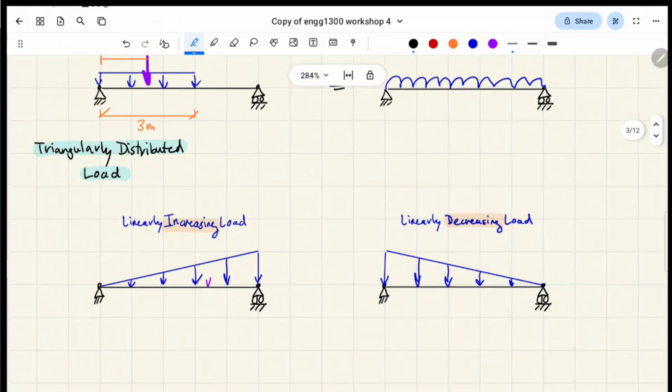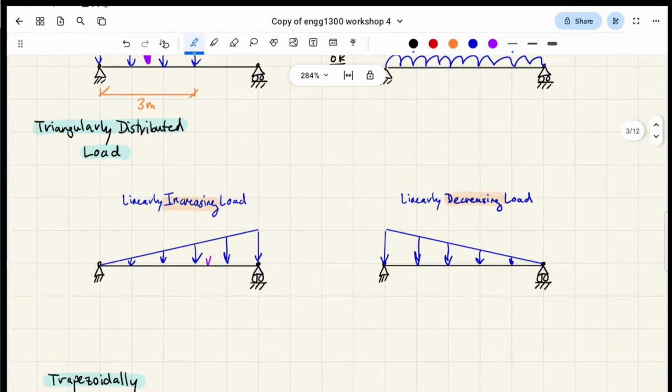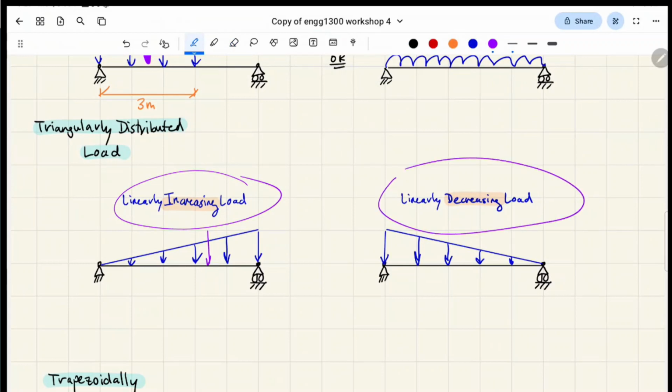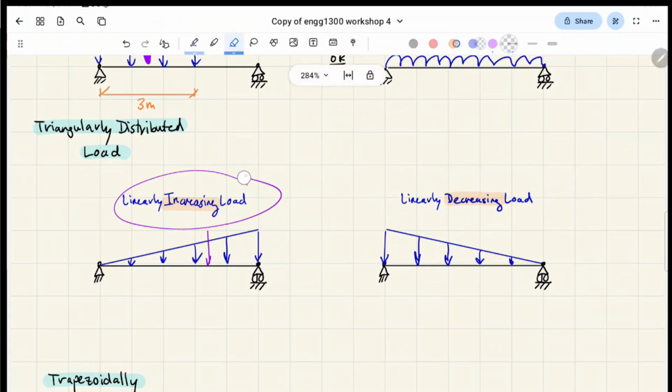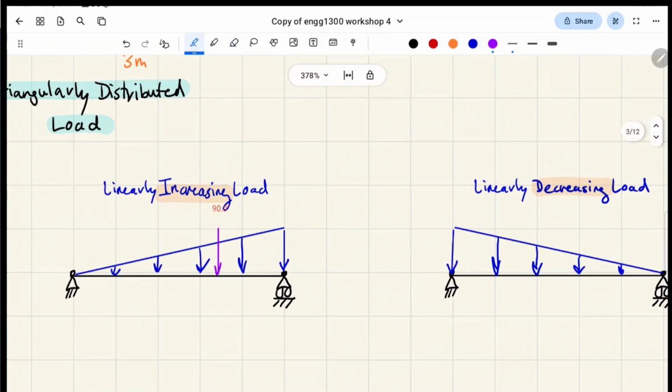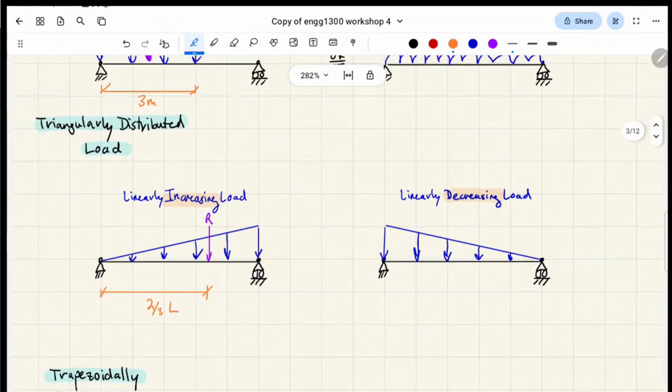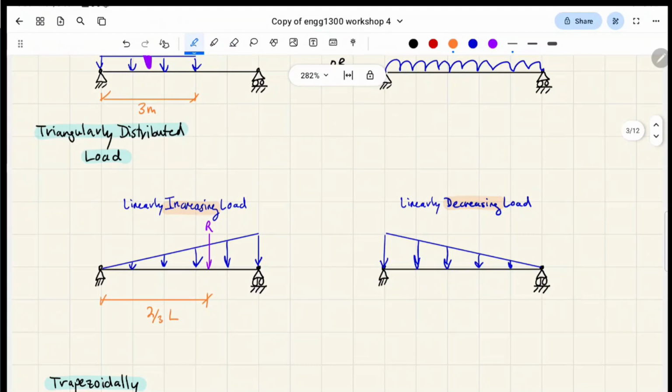Okay, so now when we're talking about triangular distributed load, there are two types. There's the linearly increasing load, which I think was the wording in the lectures, and the linearly decreasing load. So they look like this accordingly. They're both triangles, but it's just whether the big side is on the left or the big side is on the right. And so when we're talking about the resultant load, it happens at 2/3 of the length. That's 2/3 from the small side, or alternatively 1/3 from the big side.